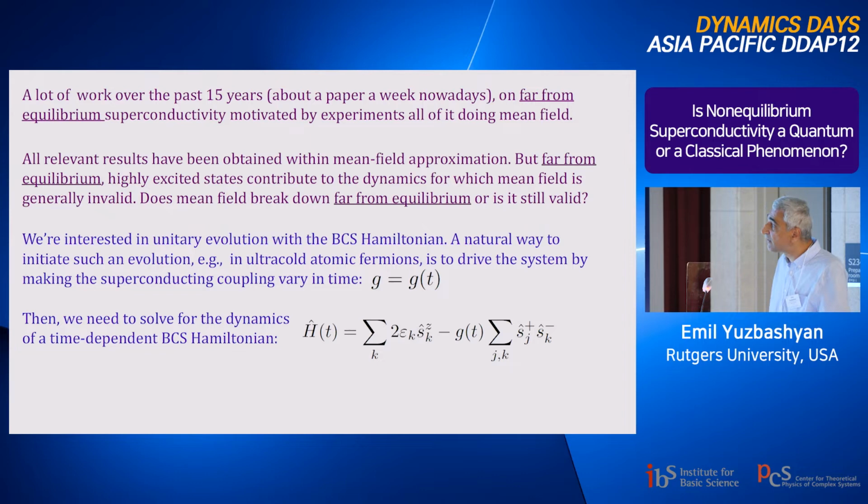So far from equilibrium means that we are interested in a unitary evolution with the BCS Hamiltonian. A natural way to initiate such evolution, for example, in ultra-cold atomic fermions, is to drive the system by making the superconducting coupling vary in time. So then what we need to solve is a time-dependent BCS Hamiltonian.